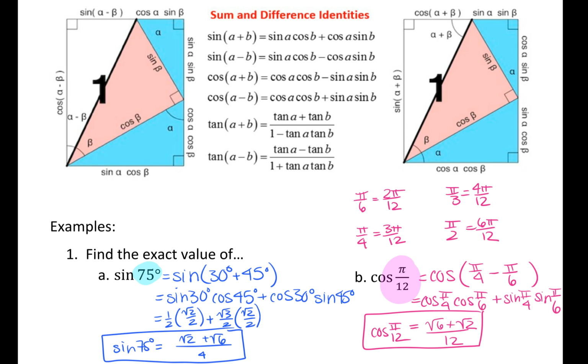All right, so whichever way you decided to put it, if you did cosine of pi over 4 minus pi over 6, or if you did cosine of pi over 3 minus pi over 4, either way with your substitutions and calculations with your unit circle, you should end up with square root of 6 plus square root of 2 over 12, or maybe square root of 2 plus square root of 6 over 12, right, because addition is commutative. Okay. And so we can use those formulas then to find those values. All right.